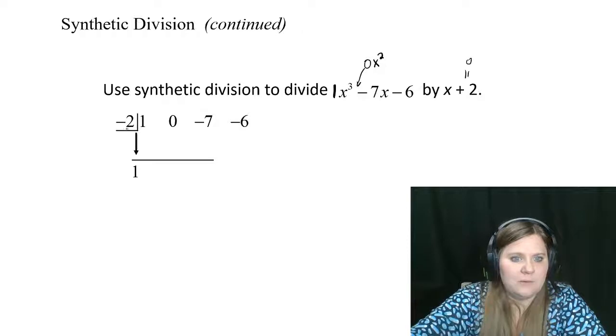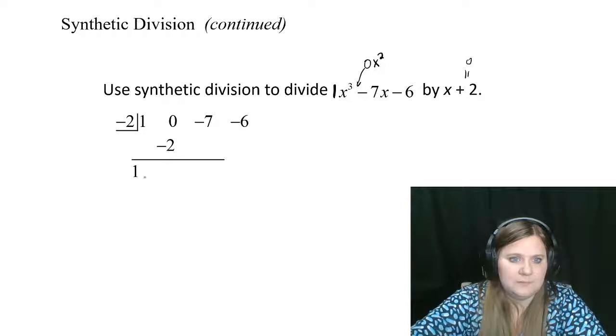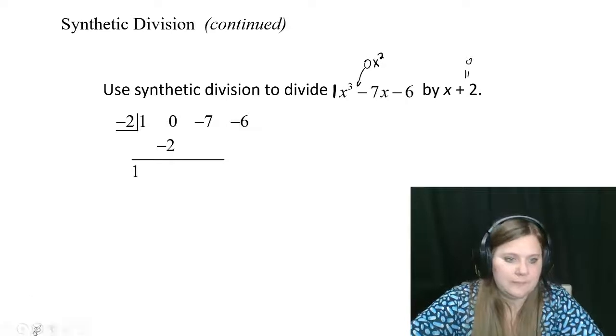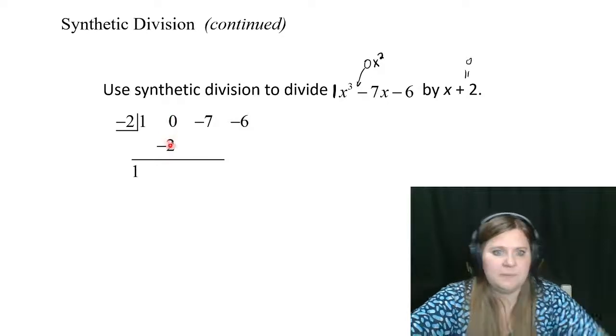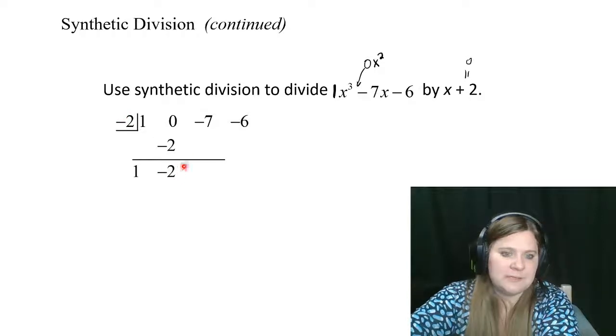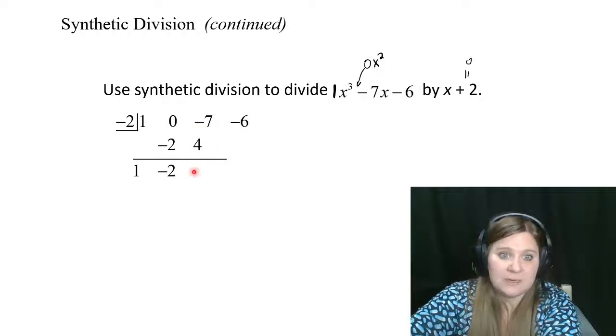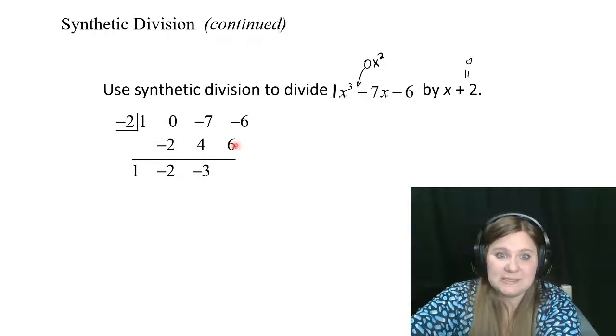Then you multiply. 1 times -2 gives you -2. Okay, so again, -2 times 1 is -2. Then we're going to add these two. 0 plus -2 is -2. -2 times -2 is 4. We add down. -7 plus 4 is -3. Then I multiply again. -3 times -2 is 6. And I add those together and I get 0.